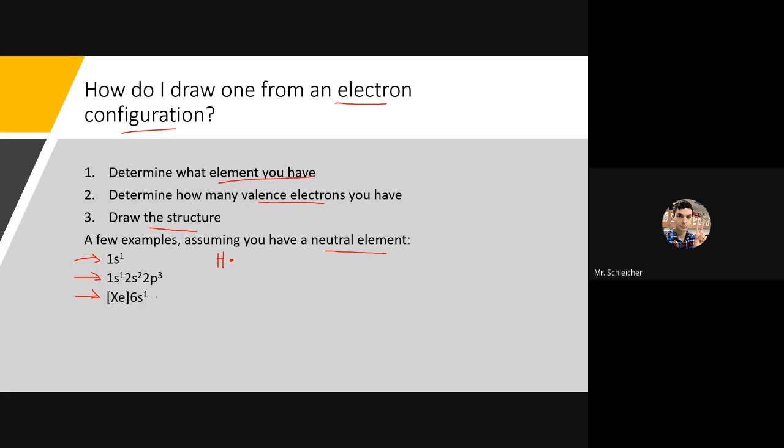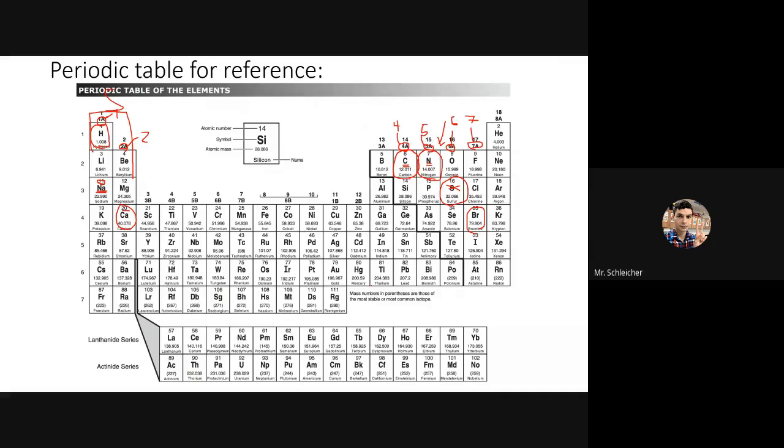Okay, let's look at this next one. Oh, wait, sorry, this is a mistake. It should be 1s2, 2s2, 2p3. So I'm going to skip ahead to wherever the 2p3 is to figure out what element this is. So 2p3, okay, so I know I'm looking around in this p block, and I'm looking in the second row, and I'm going to look for the third element, which is nitrogen. Oh, nitrogen's going up a lot. Okay, so nitrogen has 5 valence electrons, so we are going to draw 5 dots around an N.